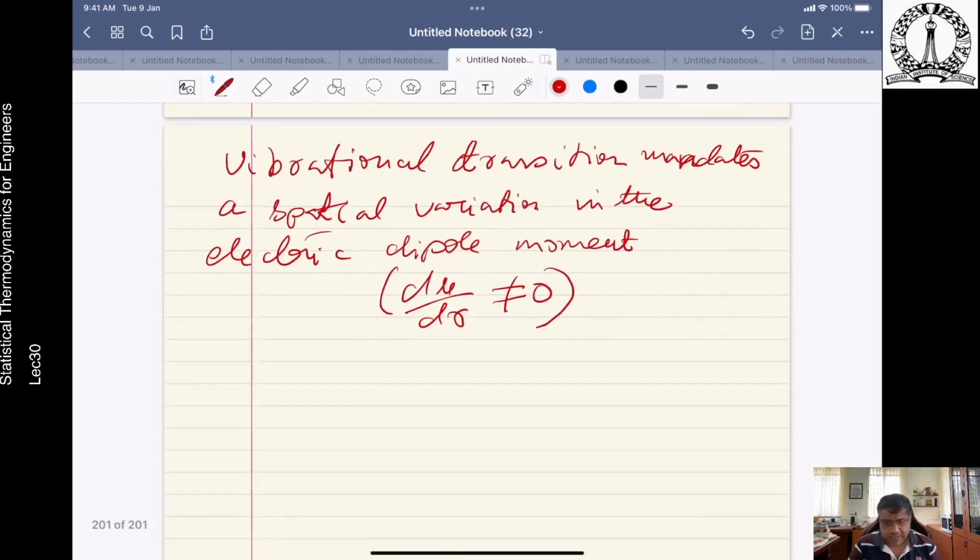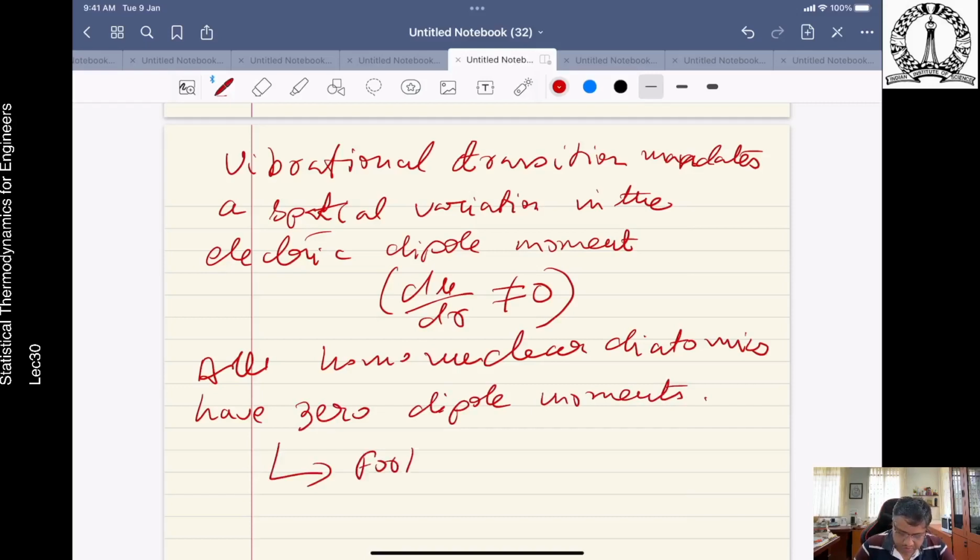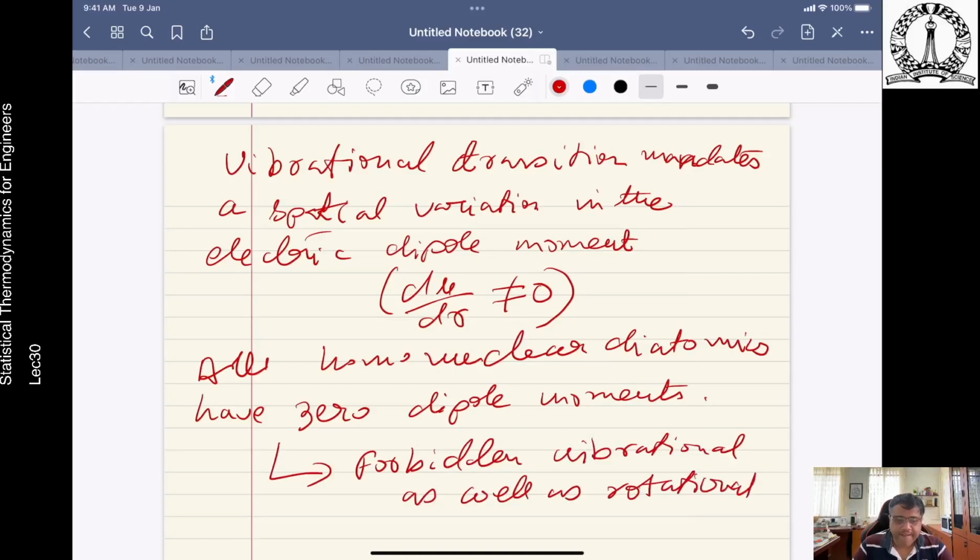This is what is required because all homonuclear diatomics have zero dipole moments. This translates to forbidden vibrational as well as rotational transitions.